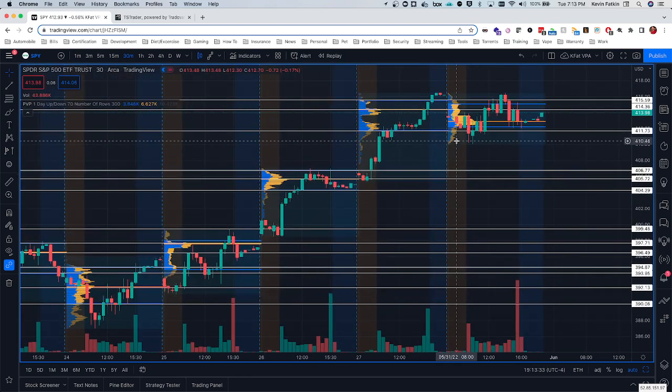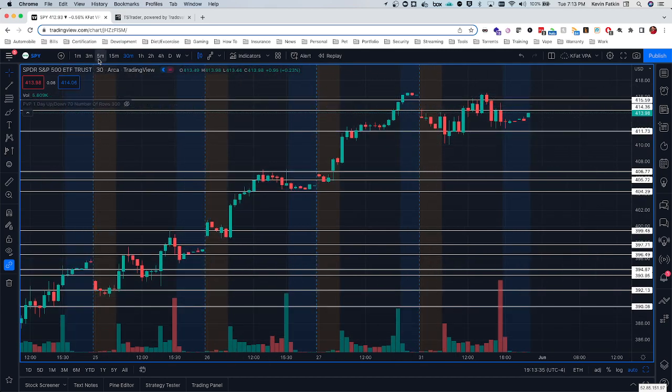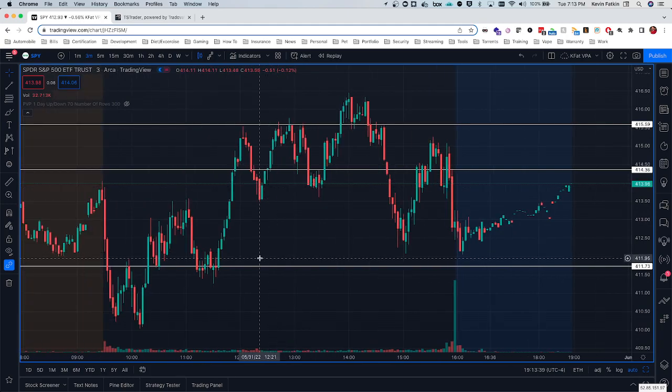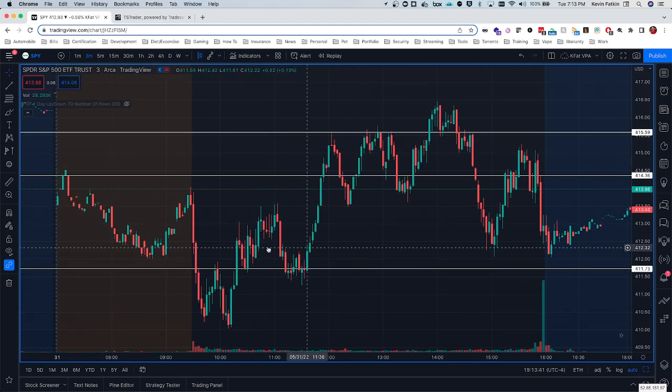Now that I've marked those, I'll just hide this for a second, and if we drop down to the 3-minute, now it does take a little bit of aligning, but I mean, look at this.